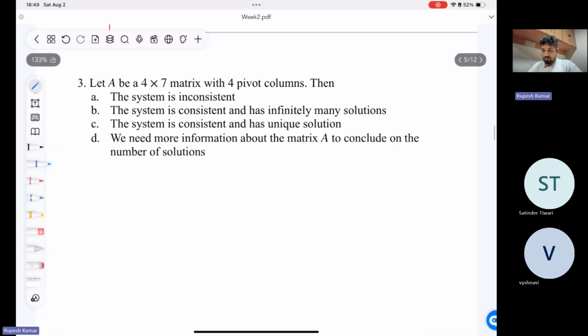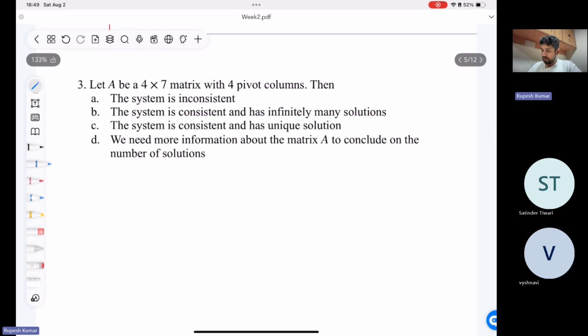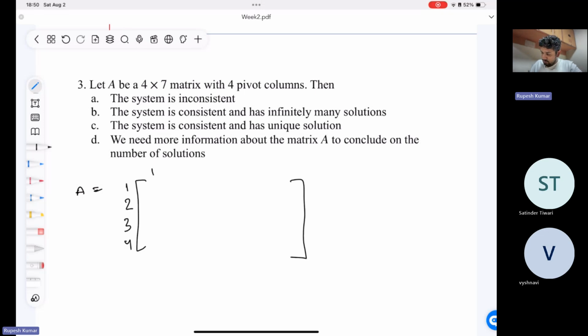So let A be a 4 cross 7 matrix with 4 pivot columns. Then let's try to answer this. Let's say we have a matrix A which has 4 rows and 7 columns: 1, 2, 3, 4 rows and 1, 2, 3, 4, 5, 6, and 7 columns. And we have 4 pivot columns. Then is the system inconsistent, or is the system consistent?